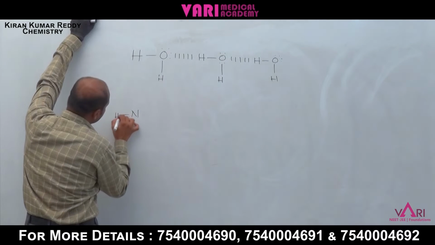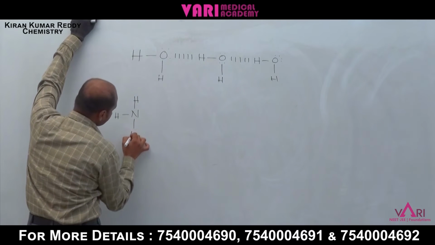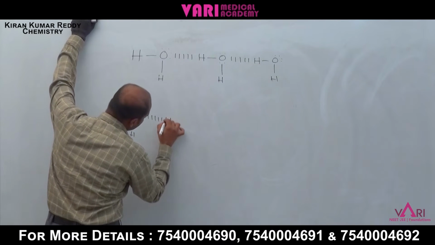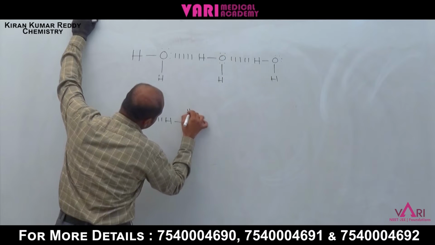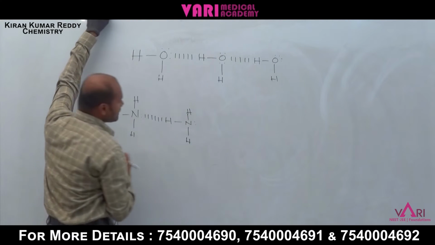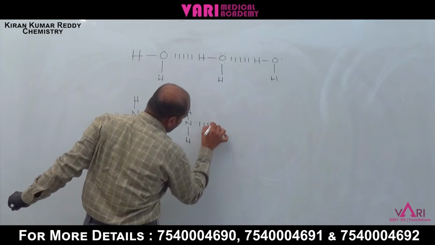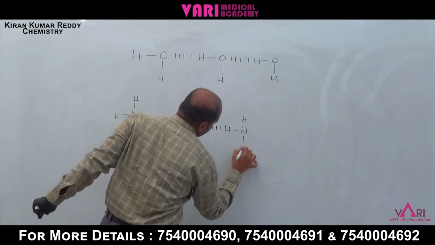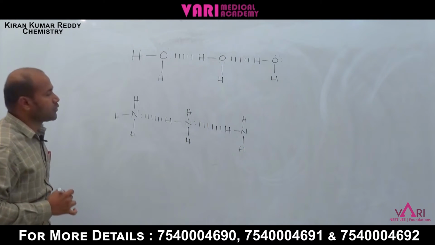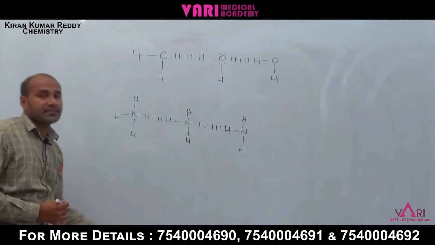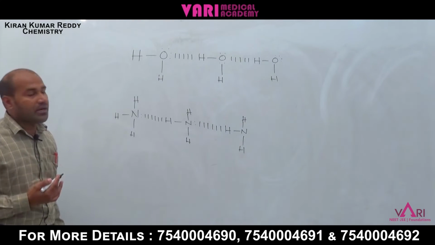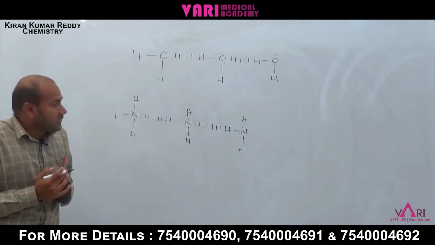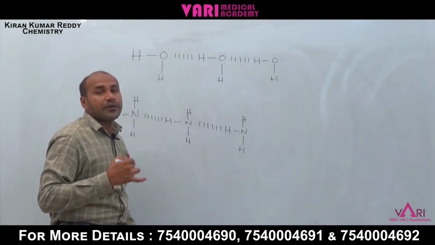Next one is NH3 and NH3. Here is the lone pair of electrons, the electron rich heteroatom, and the electron deficient hydrogen atom. Here also a lone pair is present, electron rich heteroatom, electron deficient hydrogen atom. That is called intermolecular hydrogen bonding. This is also an example of intermolecular hydrogen bonding.